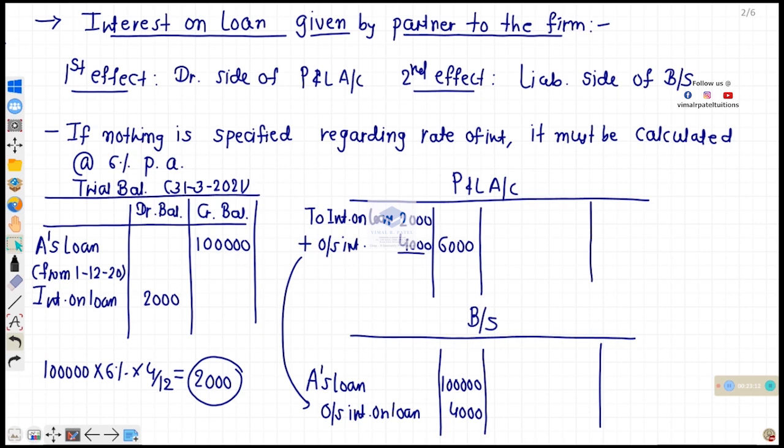Then goods withdrawn for personal use are subtracted from purchase and debited to the respective partner's capital account or current account. Goods withdrawn for personal use. If both partners have withdrawn, it is debited in both accounts. If a single partner has withdrawn, it is debited in the respective partner's account. Right?